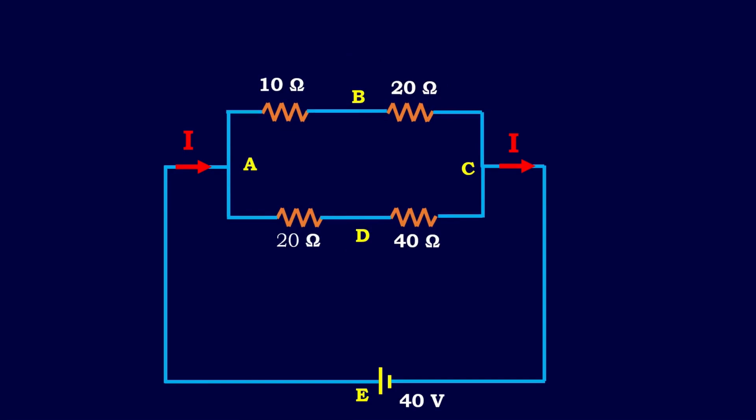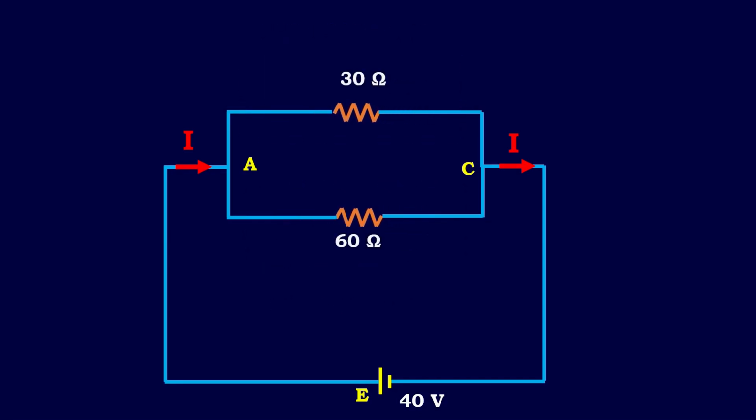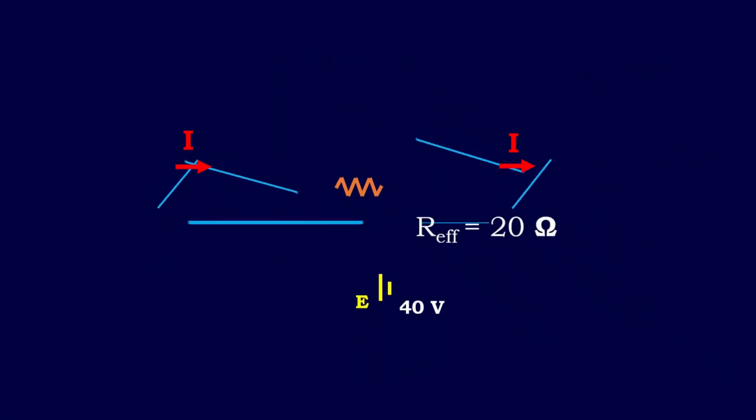Now observe. In the top branch, the 10 ohm and 20 ohm resistors are in series. So, they combine into a single equivalent resistance. 10 ohms plus 20 ohms equals 30 ohms. Similarly, in the bottom branch, the 20 ohm and 40 ohm resistors are in series, which again combine into a single equivalent resistance of 60 ohms as shown. So now, the circuit reduces to two resistances in parallel. One branch has 30 ohms, and the other has 60 ohms. Next, we find their parallel equivalent. I'll display that calculation on the screen, and this gives us a net resistance of 20 ohms across the battery.